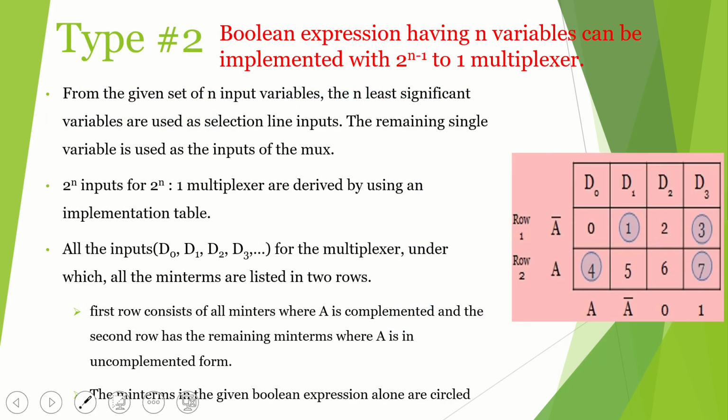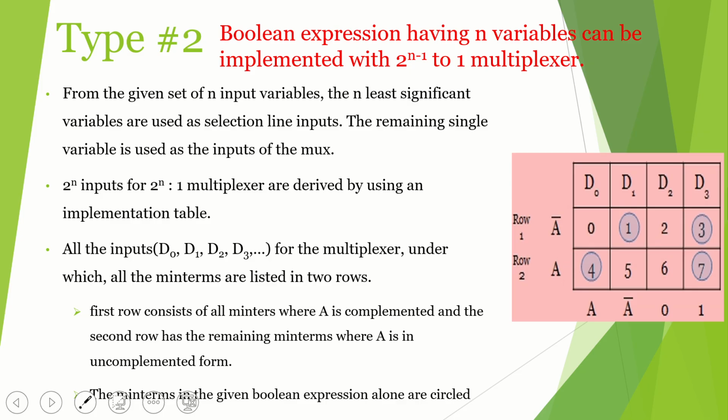Next we will see type 2. In this, a Boolean expression having n variables can be implemented with a 2 power n minus 1 to 1 multiplexer. That means, for example, if the Boolean function has 3 variables, we are not selecting all 3 as selection inputs. We will take only 2 variables in the selection inputs. The remaining one that we left is taken on the input side. So the variable taken for the input is obtained from the implementation diagram.